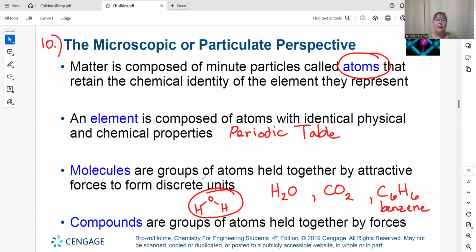Okay. And that's different than compounds. Compounds are groups of atoms that are held together by forces. And compounds can be molecules, but they can also be ionic compounds that exist in lattice structures and not discrete molecules. And we'll get to that more in a bit.